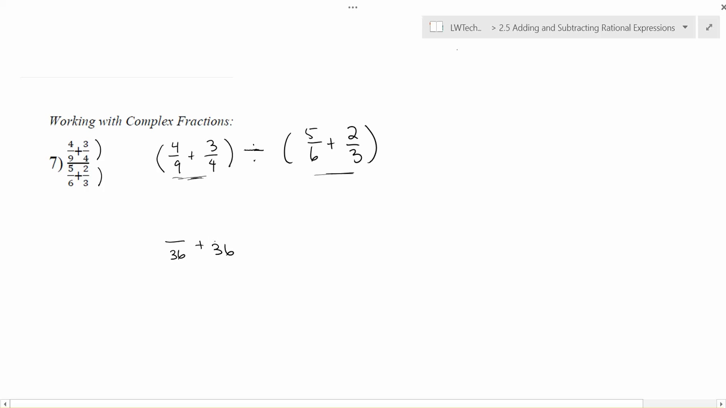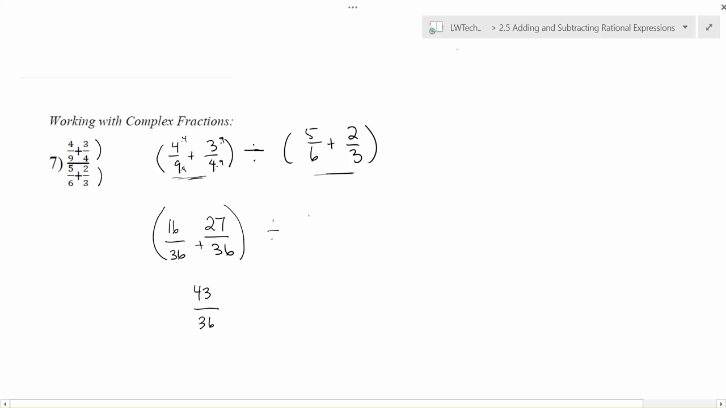So let's take a second and rewrite this expression with 36 on the denominator. To get from 9 to 36, I'd have to times by 4, so I times the top by 4, and I get 16. To get from 4 to 36, I'd have to times by 9, so I have to times the top by 9 to get 27. I haven't changed anything in the problem. All I've done is rewritten an equivalent fraction with a common denominator. Now that the denominators are the same, I can add the tops. 16 plus 27 gives me 43, and I have 43 over 36 as my first fraction.